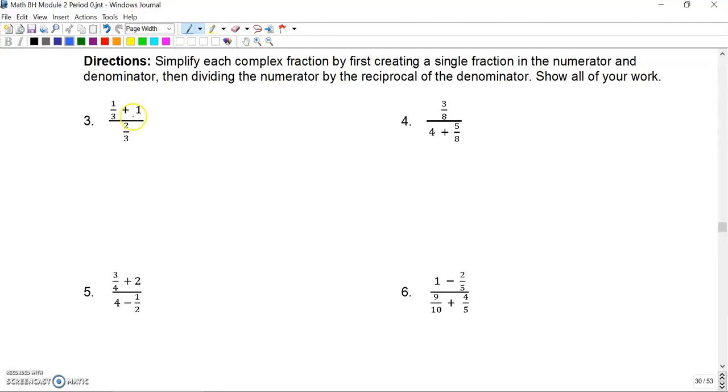So number 3, we deal with some messier ones. The strategy is we want to get the numerator cleaned up, the denominator cleaned up, which is already cleaned up. We want to get all of our work organized and copy it down as we go. And then when we get down to something that looks like number 1, we're going to simplify using the same strategy. So 1/3 plus 3/3 over 2/3.